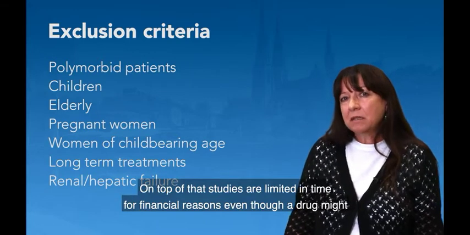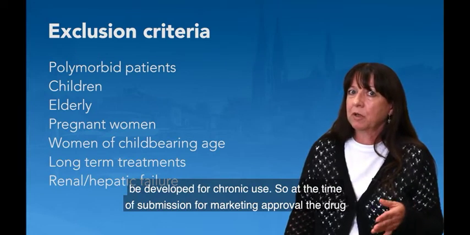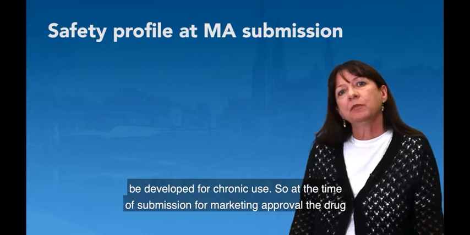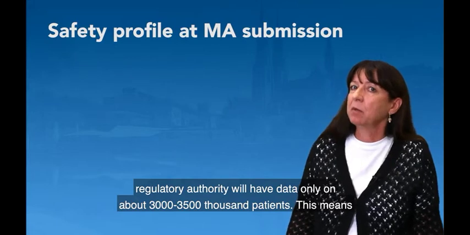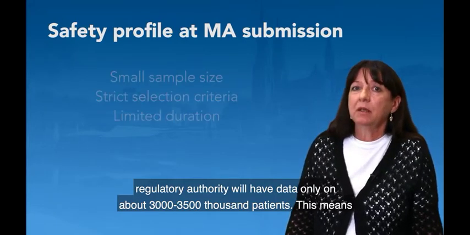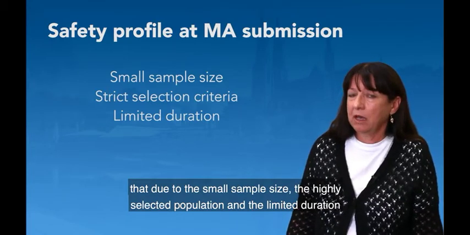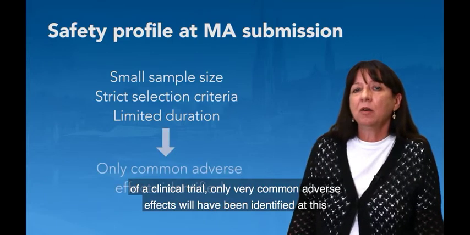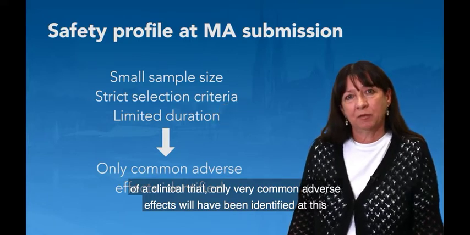On top of that, studies are limited in time for financial reasons, even though a drug might be developed for chronic use. So, at the time of submission for marketing approval, the Drug Regulatory Authority will have data only on about 3,500 patients. This means that due to the small sample size, the highly selected population, and the limited duration of a clinical trial, only very common adverse effects will have been identified at this stage.